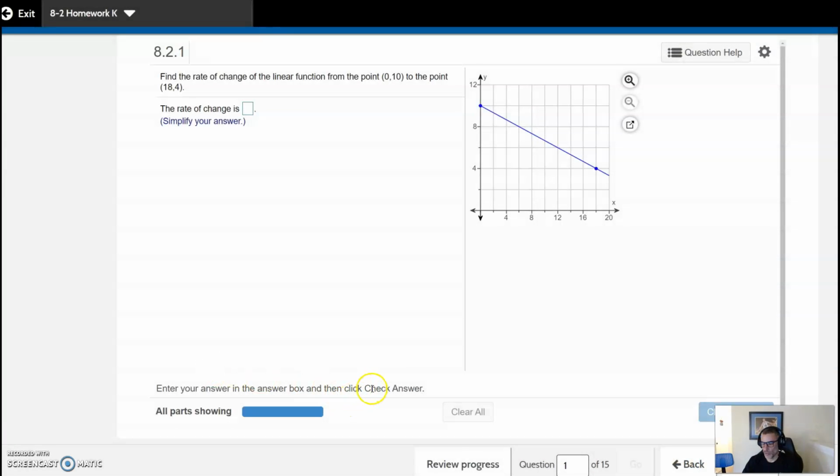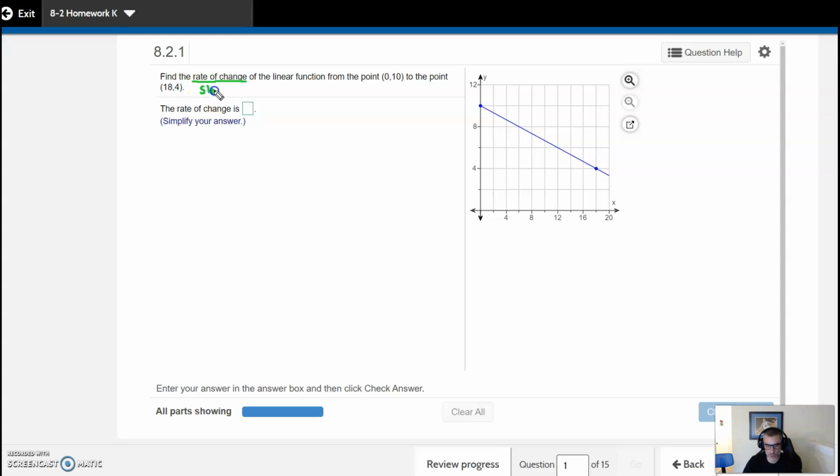All right, so looking at number 1 here, it says find the rate of change of the linear function, and then it gives us a graph, and it even gives us 2 points. So really, we need to recall from class that when it says rate of change, they're just asking us for the slope. Right? This is a synonym for slope.